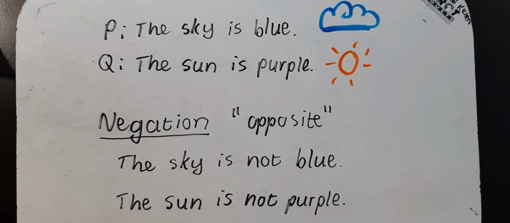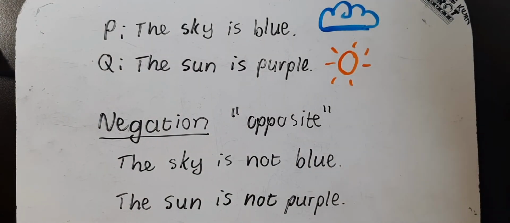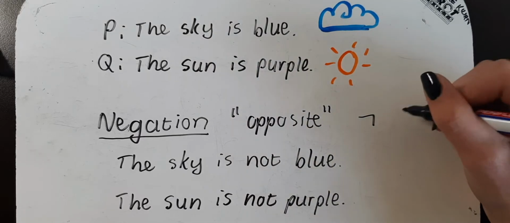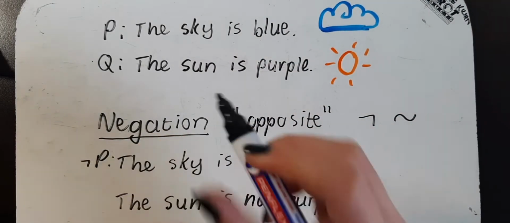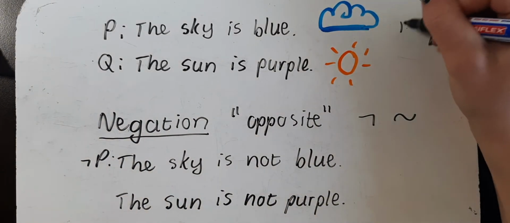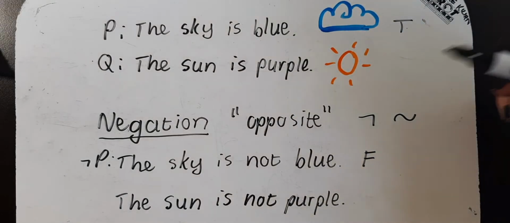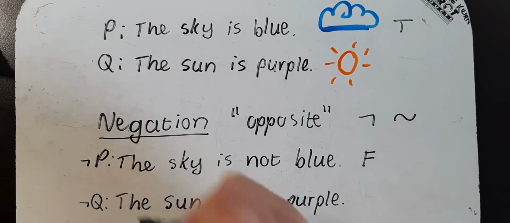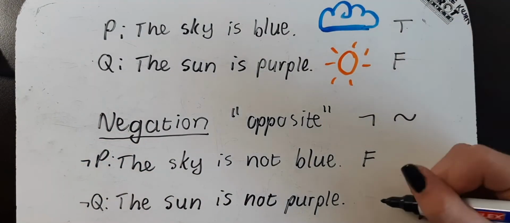If we have again the statements the sky is blue and the sun is purple, we can negate these statements. Now this means we will get the opposite. So for the negation, we can indicate this with this sign or with this sign. So if we write not P, then we can say the sky is not blue. And where previously P was true, now the negation will be false. Now for Q, we can write not Q, the sun is not purple. And where previously it was false, now it is true.